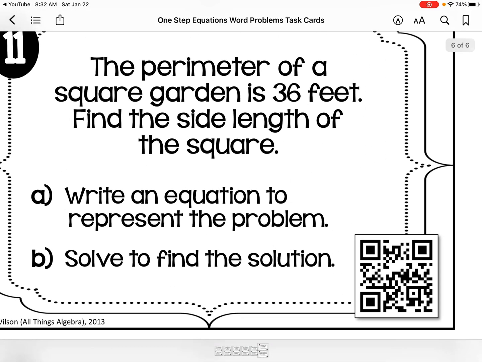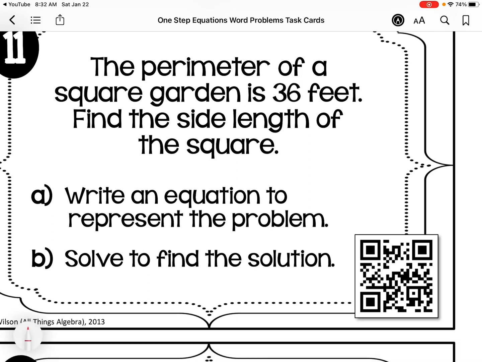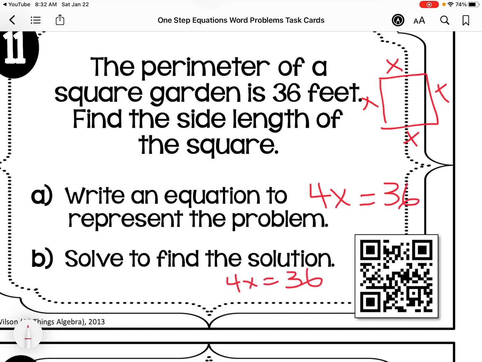All right, the perimeter of a square garden is 36 feet. Find the side length of the square. Well, I know that if I have a square, all the sides are going to be equal. So that means I've got 4 x's. So that'd be 4x equals 36. I'm going to divide by 4. X equals 9.